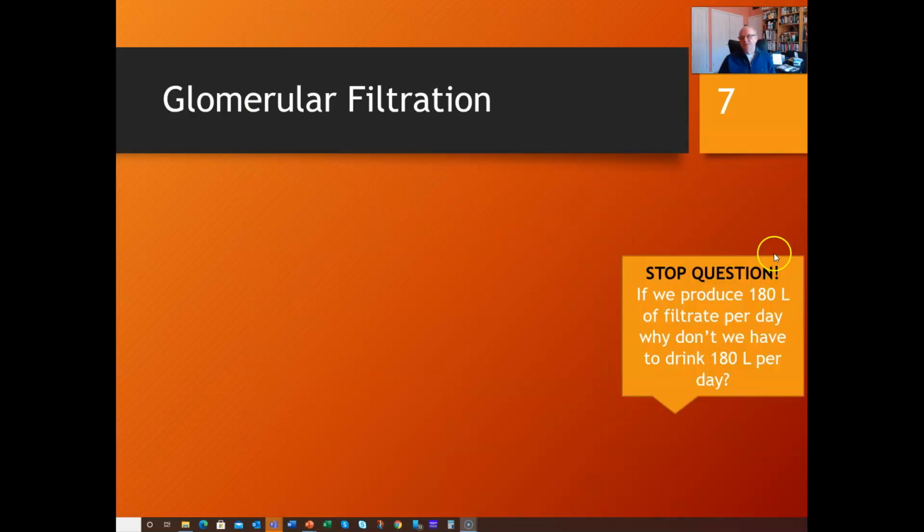So we produce approximately 180 litres of filtrate in our kidneys per day. That is 90 2-litre Coke bottles of filtrate per person per day. Do we pee that much out? Do we drink that much? I hope the answer for all of you is no, because I don't think we do.